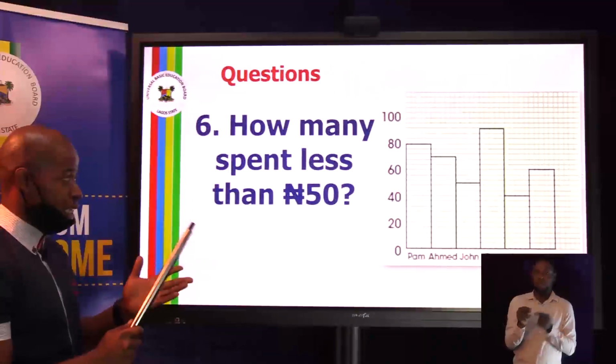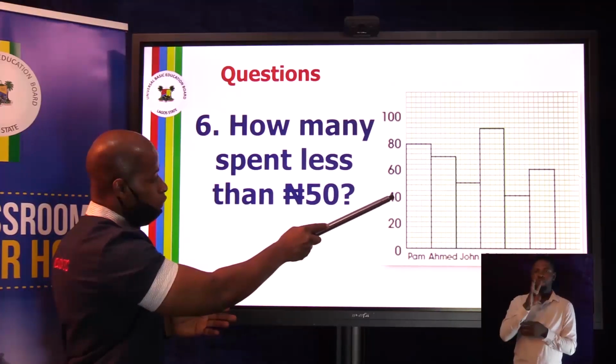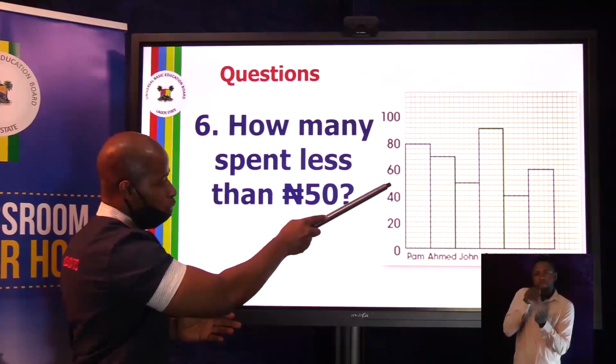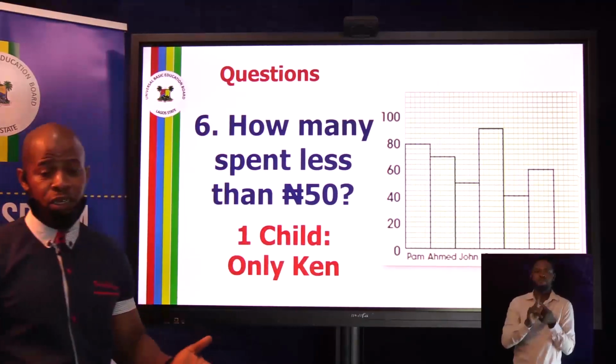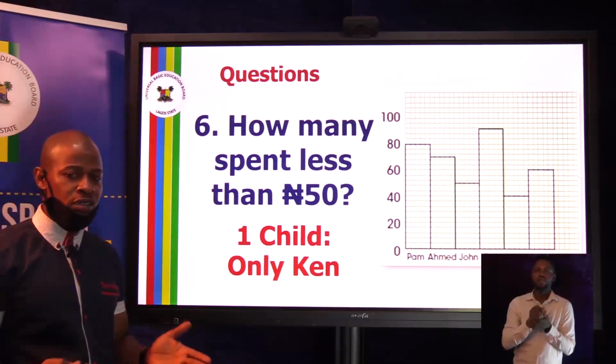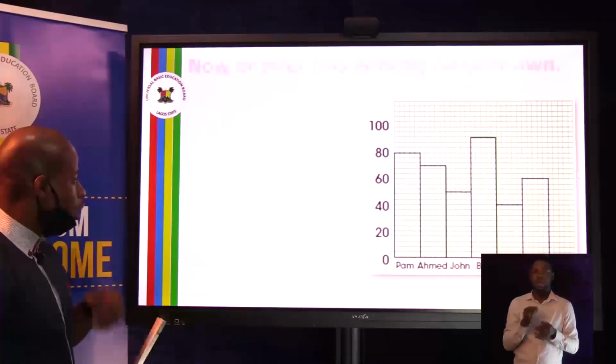And look at how I did that again. 50 is not on the graph, but it is between 40 and 60, and this is the middle point. So you have to look for a bar that is less than that, and that bar belongs to Ken. So Ken is the only one whose lunch money is less than 50 naira. So now I want you to take this.